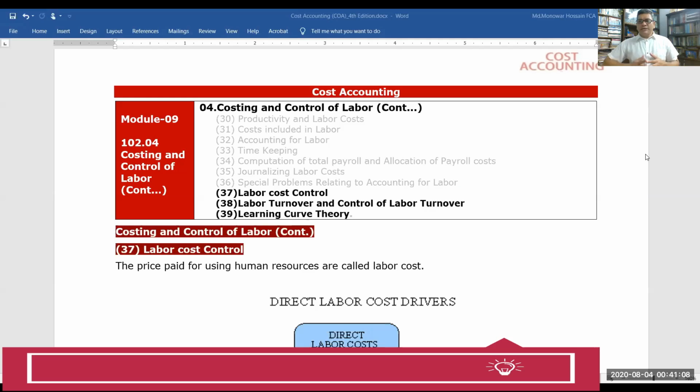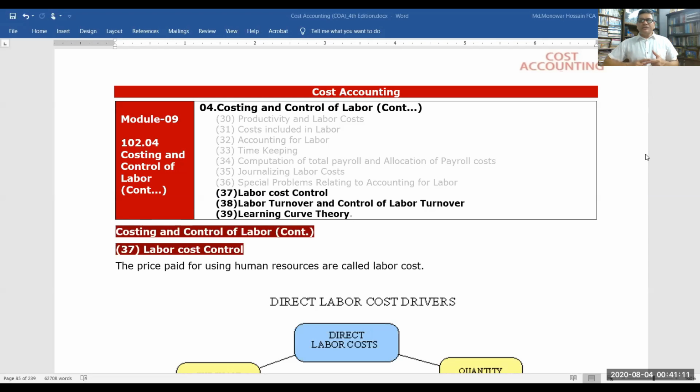We are going to discuss cost accounting. We are in module 9, in the domain of costing and control of labor. Today we'll discuss labor cost control, labor turnover, control of labor turnover, and learning curve theory.